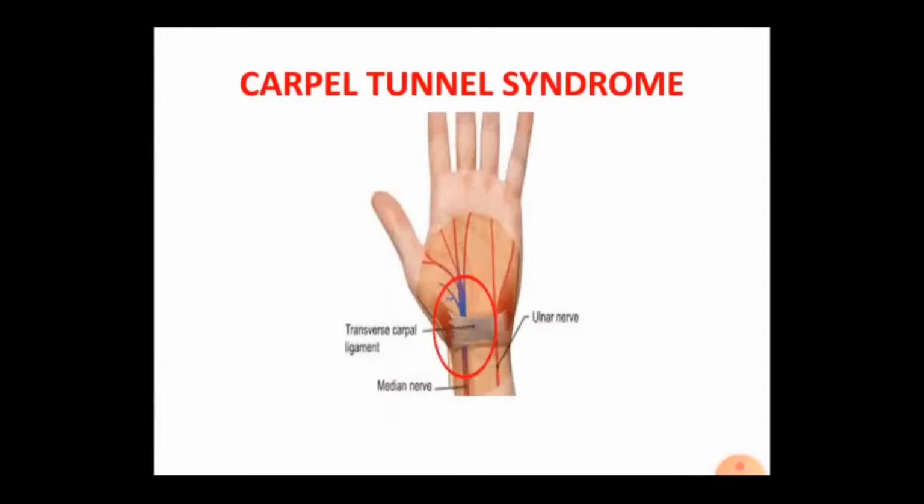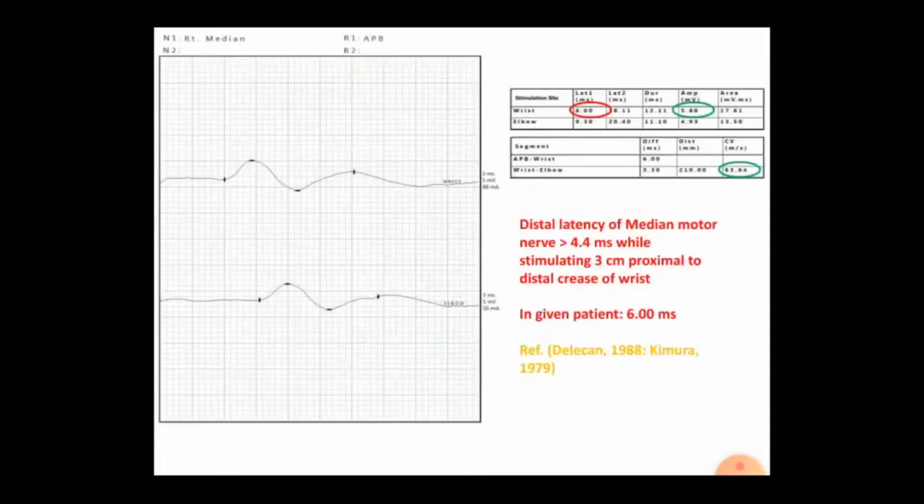Now carpal tunnel syndrome. It is very interesting. Here in this picture you can see that the median nerve is getting compressed by the carpal tunnel. Now let us see the report. Here it is taken from the right median nerve, the recording muscle is abductor pollicis brevis, and it is by stimulation at the wrist as well as the elbow.